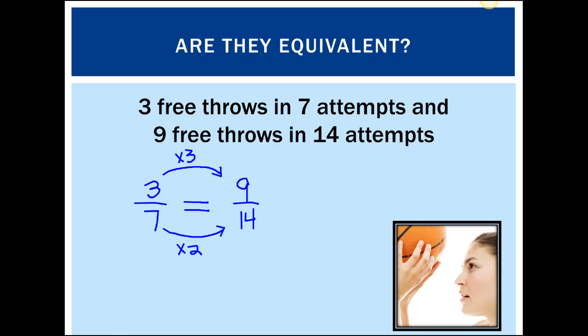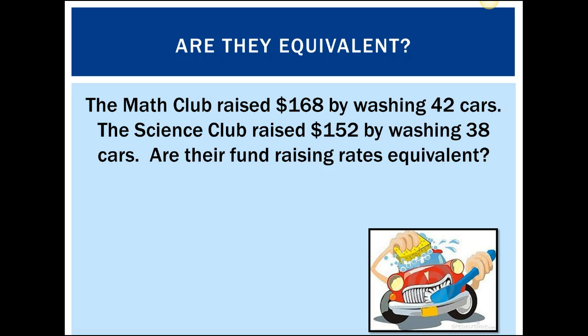Since we can't multiply both the numerator and the denominator by the same number to get the second ratio, we know that these are not equivalent. You also could have divided and found the unit rate for each of these. You would have come up with a rather long decimal, but you also would have found that they are not equivalent. The Ubercool Math Club raised $168 by washing 42 cars.